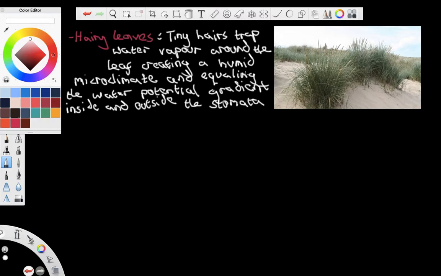Okay, so if you've got the leaf surface, for example, with these tiny hairs on it, what it will do is it will trap water molecules between these tiny hairs. This will increase the water potential gradient outside of the stomata. It will make it equal to the inside of the plant, and therefore water is less likely to move out of the stomata. It's in fact more likely to move in. So it reduces the amount of water lost by the plant.